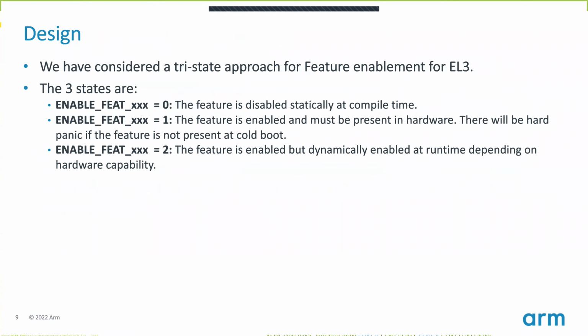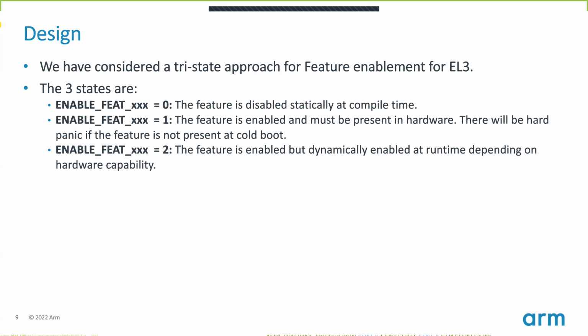So moving ahead, the design we have followed this time is a tri-state approach for the feature enablement from EL3. Meaning, so far for each and every build flag, we used to provide only two options, that is 0 or 1. Either disable it or enable it.